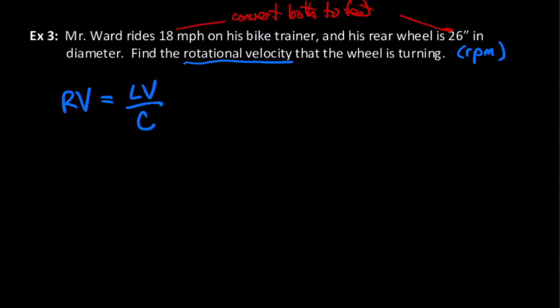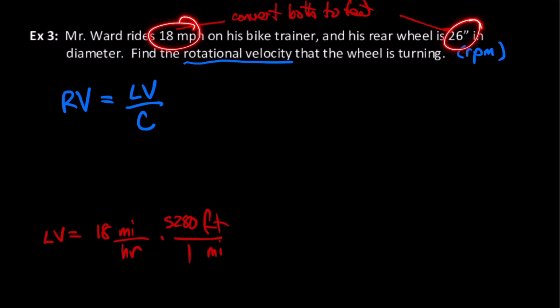Okay, so down here for my linear velocity, I've got 18 miles per hour. Let's convert that to feet. So I have miles down here, I've got feet on the top. 1 mile, we said, is 5,280 feet. Now, it doesn't say we have to do this. It just says find the rotational velocity. So you could use whatever unit you want.